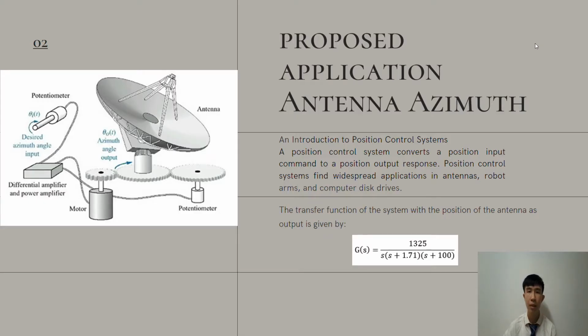Okay, for my part, I will present the industrial application that we use for the project in question 1. The industrial application that we use is Antenna Azimuth, shown in the figure in the slide. Antenna Azimuth is a position control system that converts a position input command to a position output response. Position control systems find widespread application in antennas, robot arms, and computer disk drives.